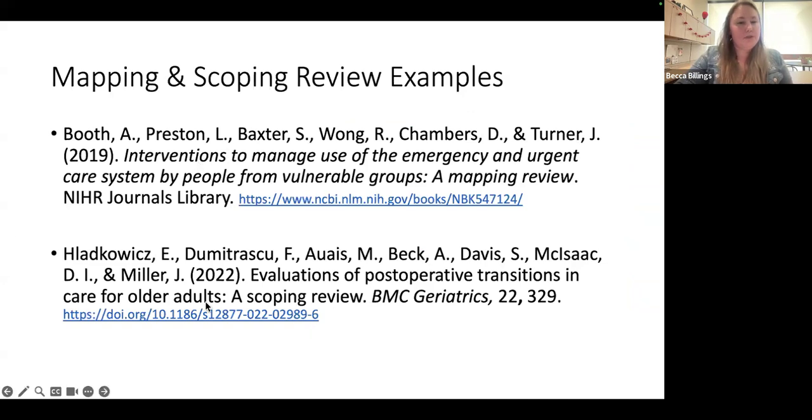And these are just some examples of a mapping review versus a scoping review. So this mapping review is about 78 pages long, but you can just see the difference between all of the graphs and charts that they use to synthesize the evidence and present the results compared to the scoping review.